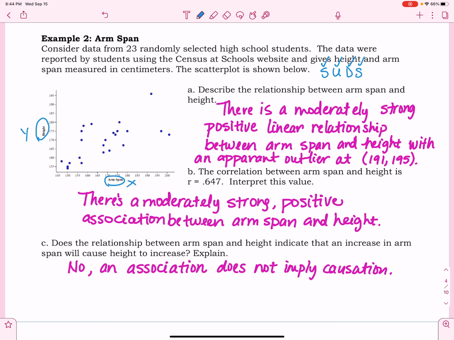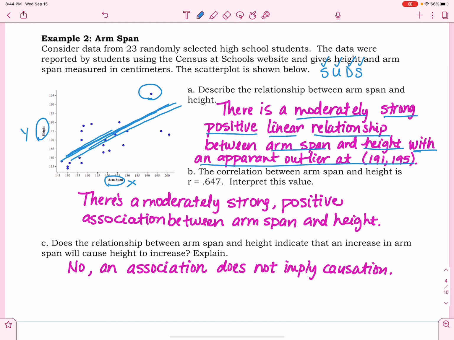So as you can see, we've got some ordered pairs over here, and you can kind of see they're trending in the positive direction, and they're somewhat linear. So I am going to just indicate that there is a moderately strong, positive, linear relationship between arm span and height. And it looks like this little guy right here might be a bit of an outlier, so I'm just going to comment on that. So I write here with an apparent outlier at 191, 195.